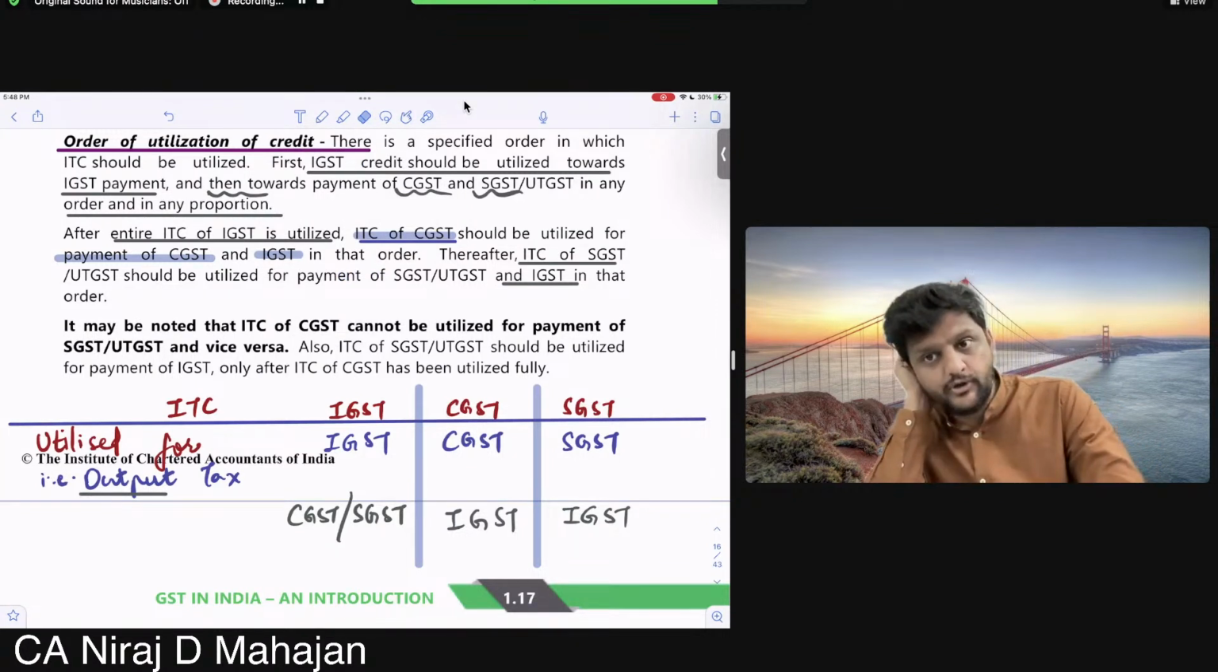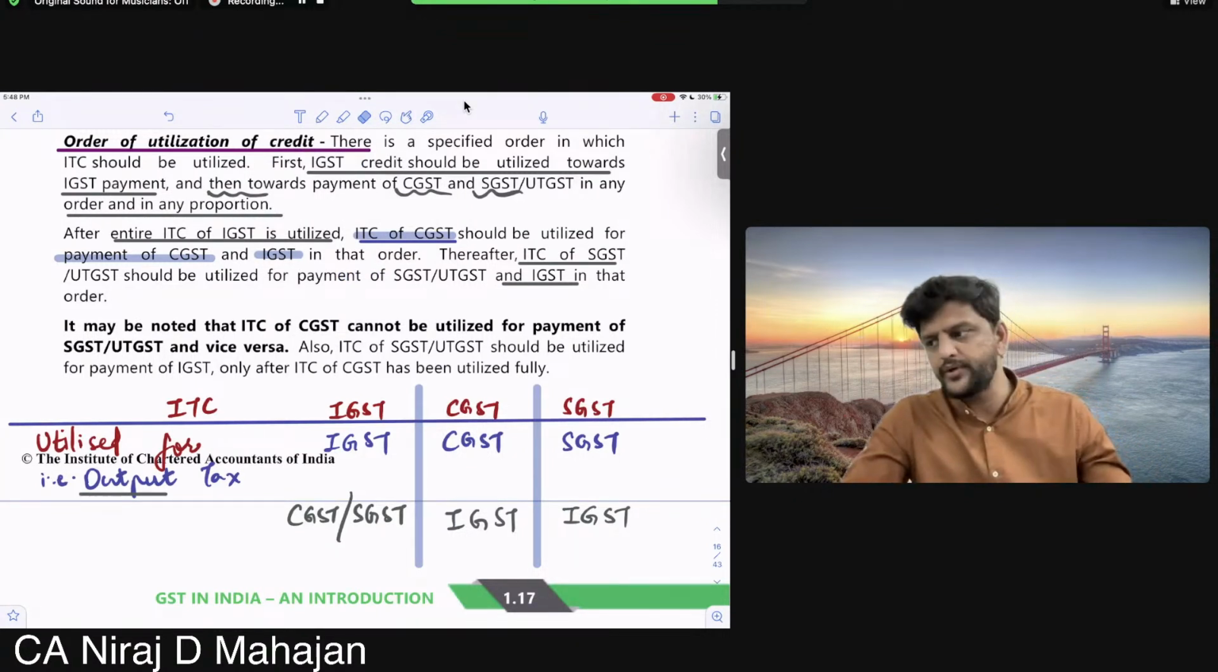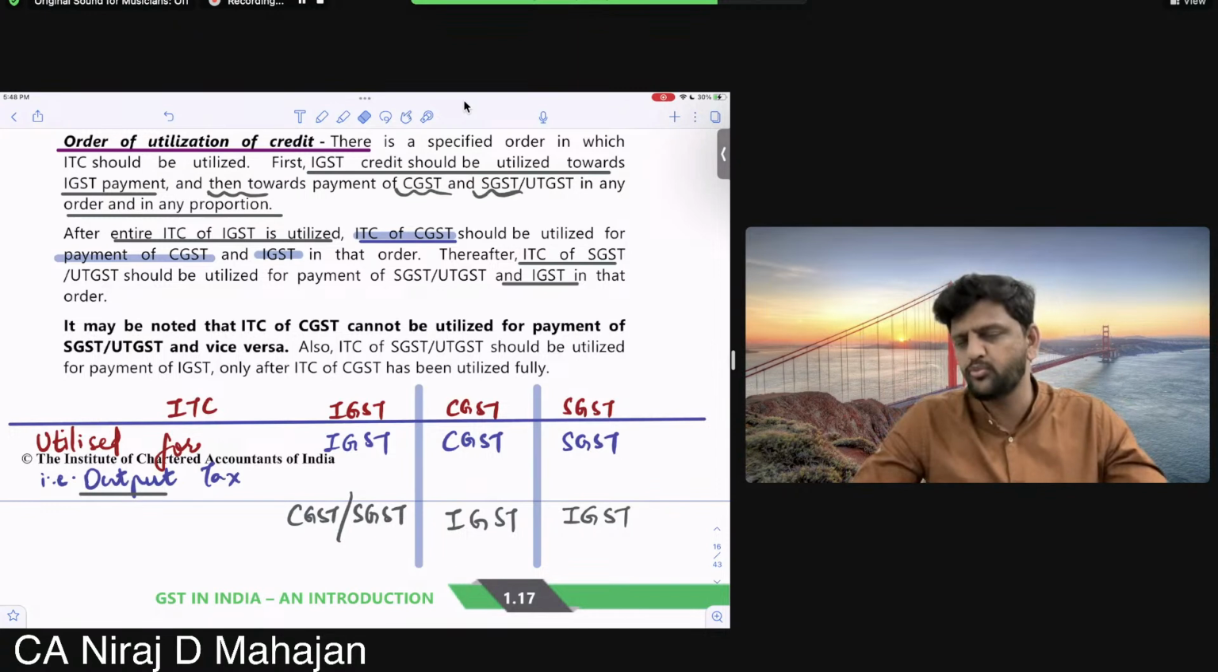We reduce ITC from output. We reduce input tax credit from output tax, sorry. So if you have balance, from where all you will reduce. Okay?